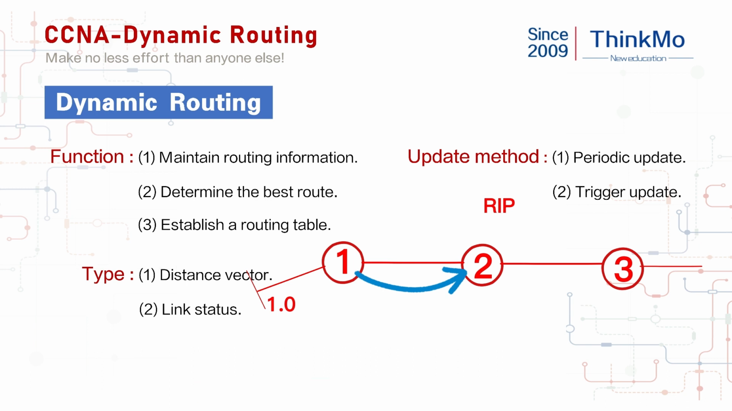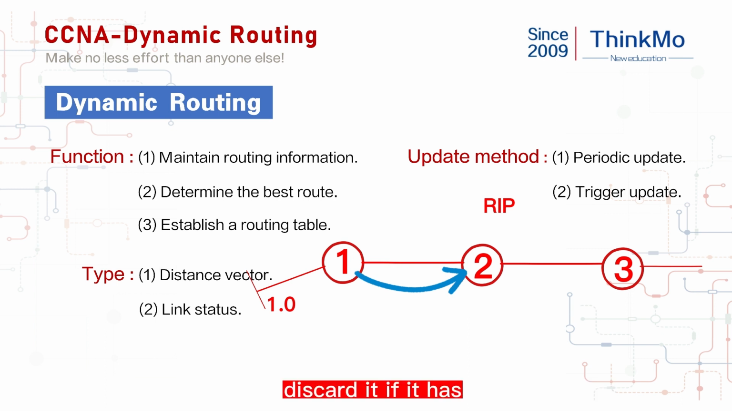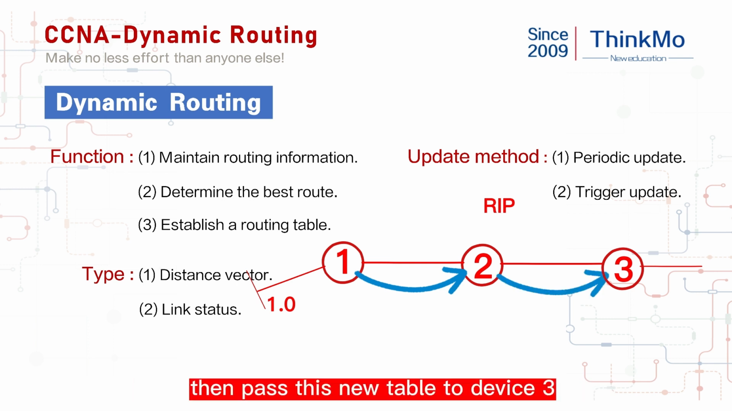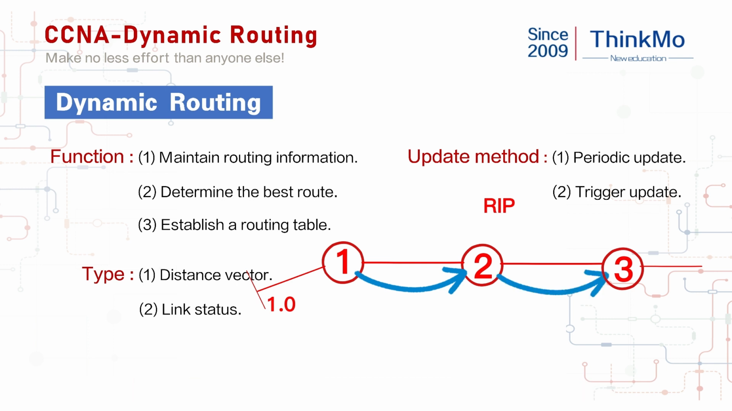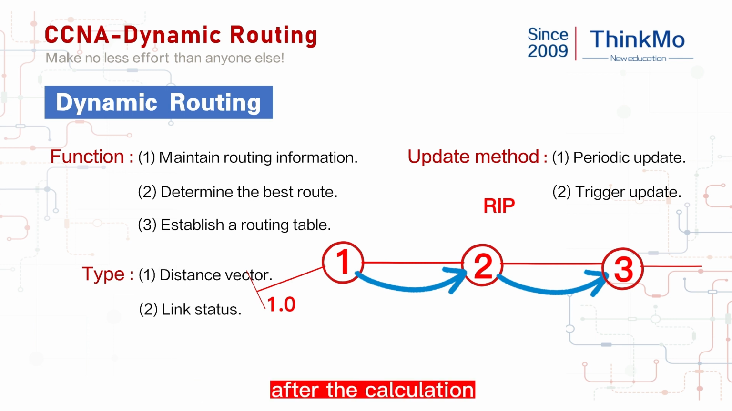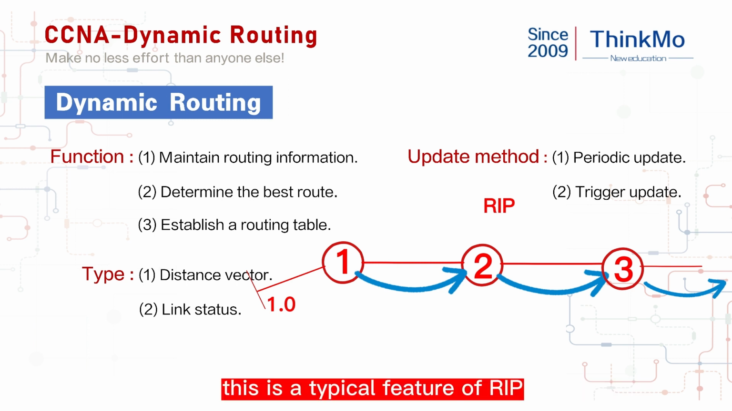For device 2, you have to do the math to see if you already have device 1's routes. Discard them if you have them. Combine them with device 1's if you don't. Then it will generate a new routing table locally, and pass this new table to device 3. Device 3, after receiving it, calculates with its own local table. After the calculation, a new table is generated, which is then passed on to subsequent devices. This is a typical feature of RIP.